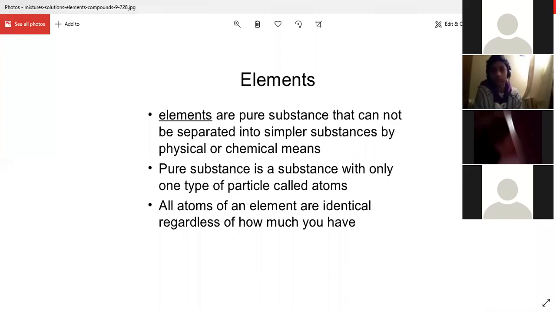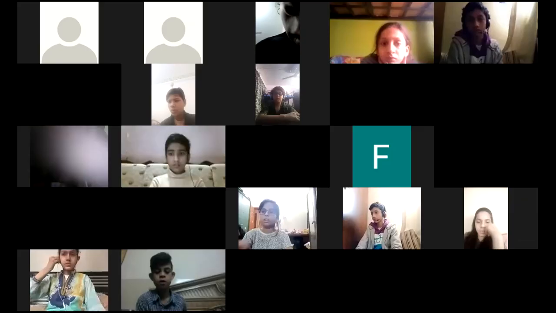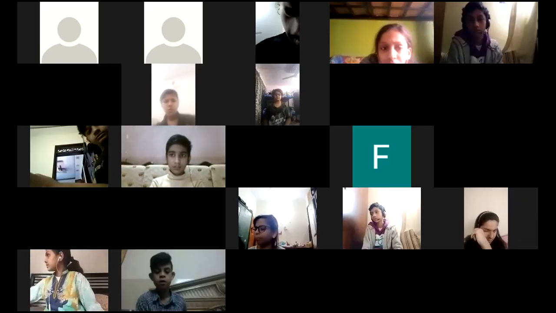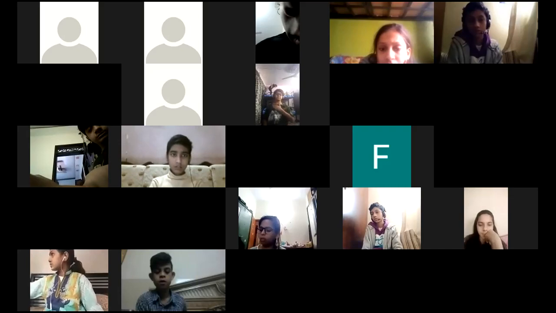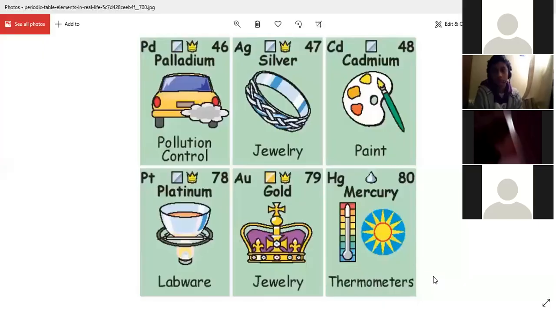All the atoms must be of the same group. This was all about elements. These were the definition and different characteristics of it, whereas on the other hand you can see that over here they are showing us different examples of elements and their uses.